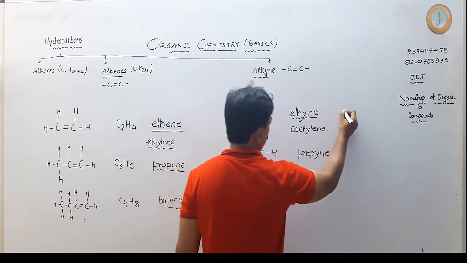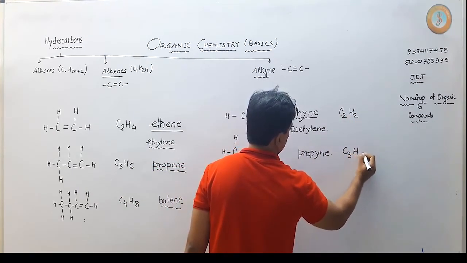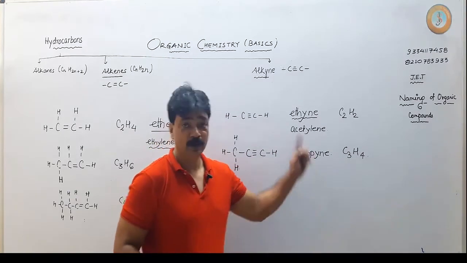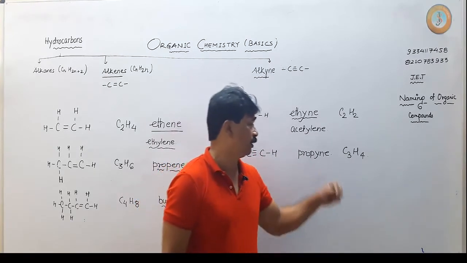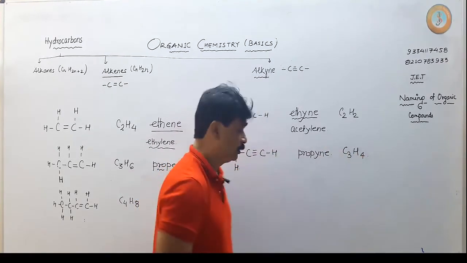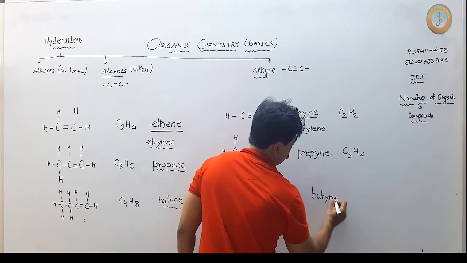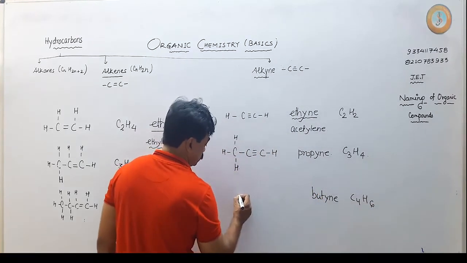Let us write down the formula. C2H2, C3H4. Now there again there is a pattern. What is the pattern over there? You see, double the number of carbon atoms, that is 6, and minus 2. You will get the hydrogen. 6 minus 2 is 4. Let us write the formula for butyne first. C4, double it, and minus 2. So C4H6. Let's have a look if it is correct.